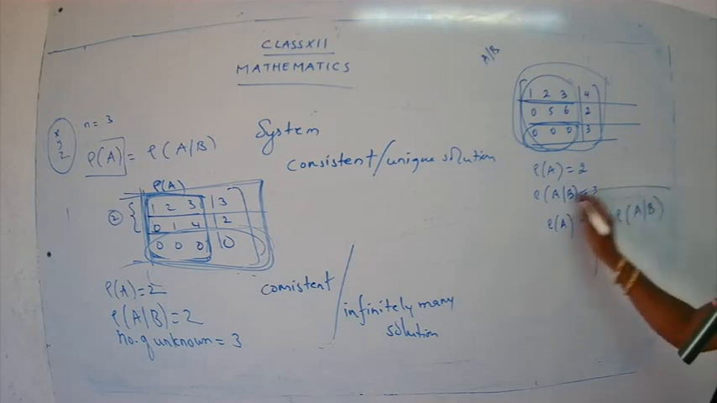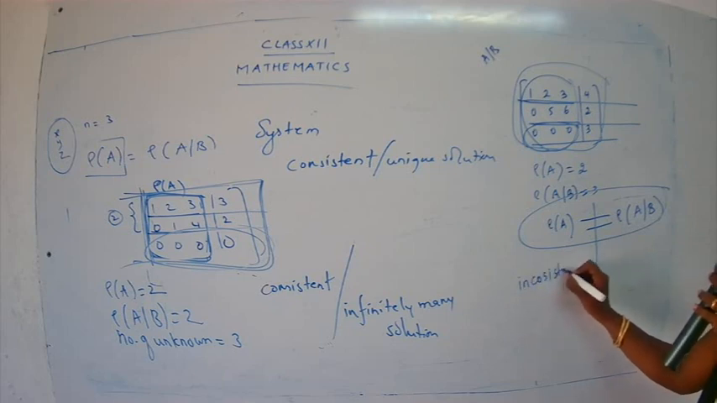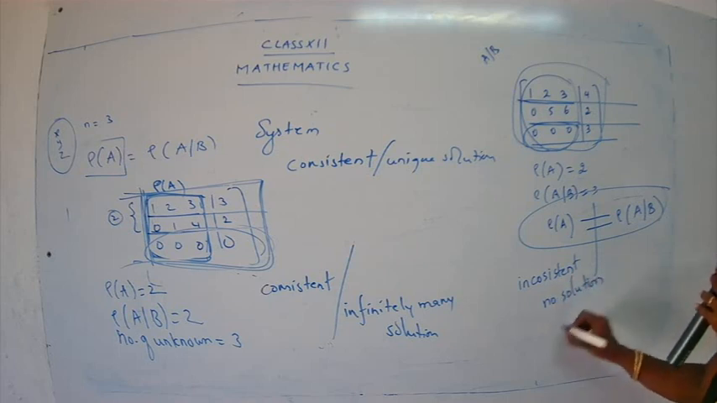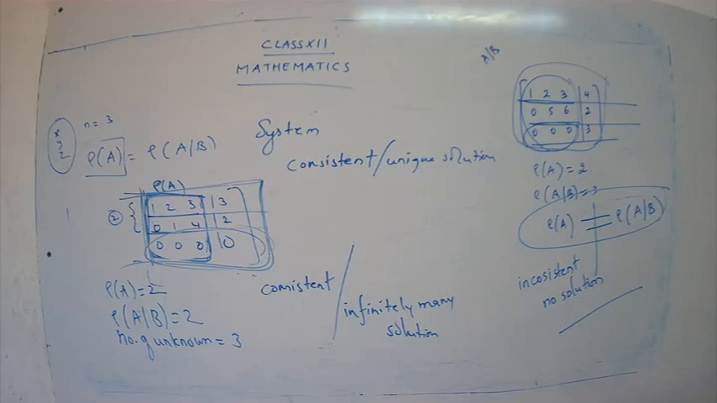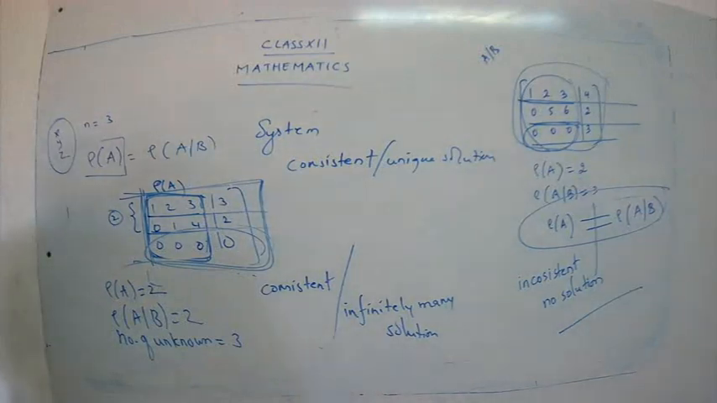So when you have such a type, you have to say the system is inconsistent and you are not going to get any solution. So you say the system is inconsistent and it has no solution. Are you clear, children? So that's the rule that we have to follow for exercise 1.6, that is for testing the consistency of a particular system. I hope you have been clear with the systems that we have studied.